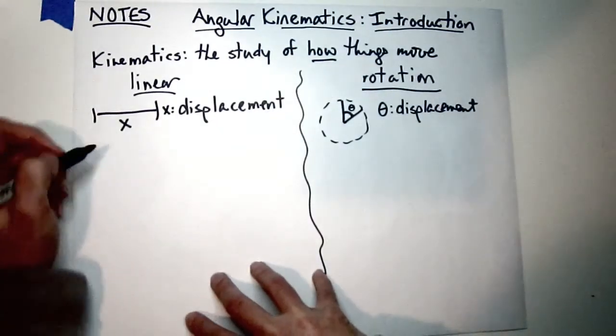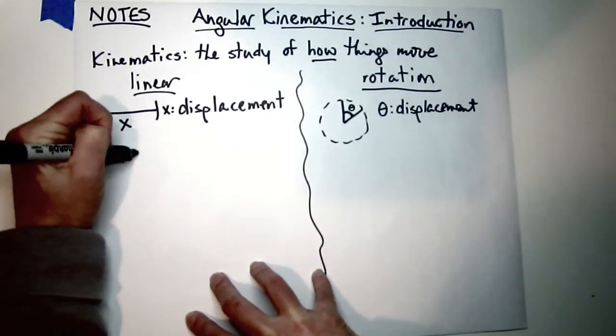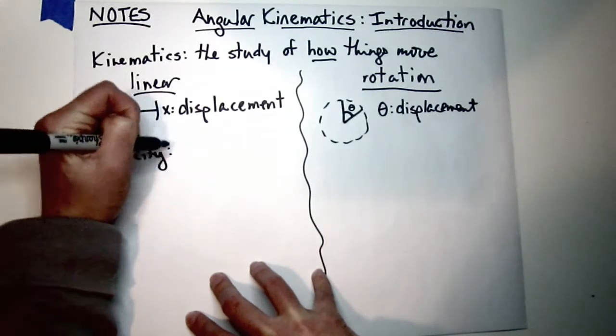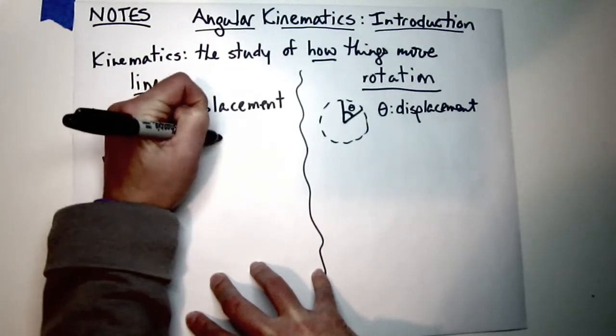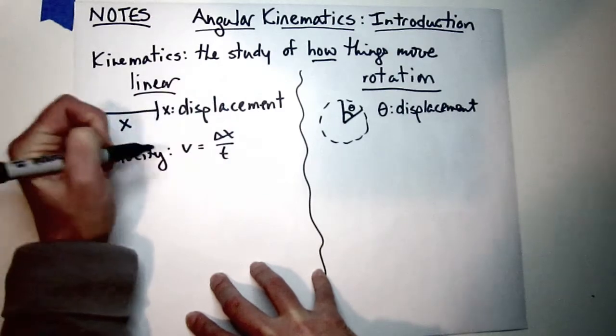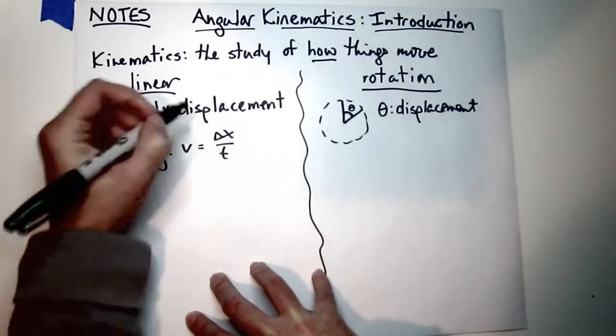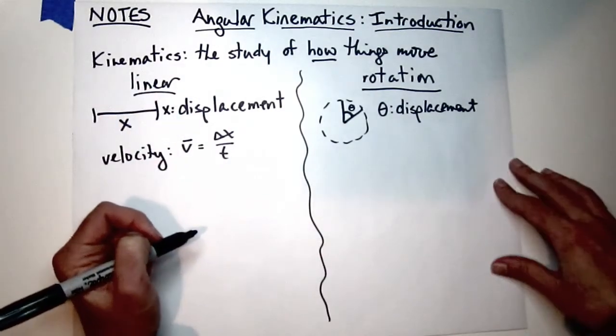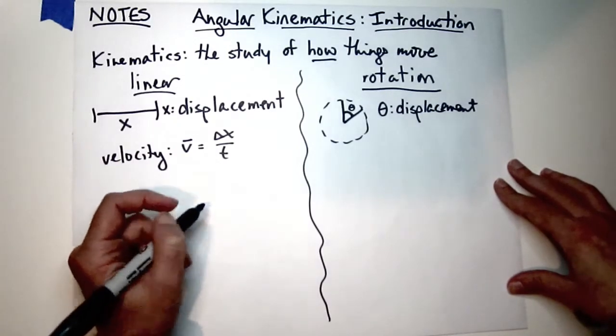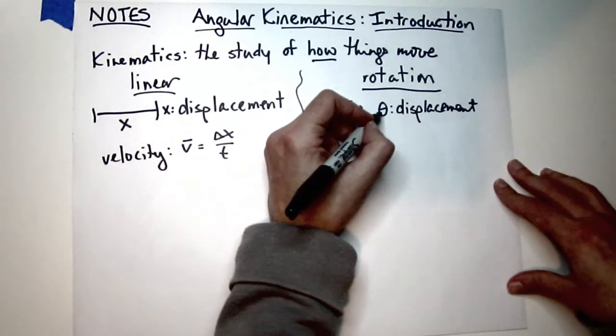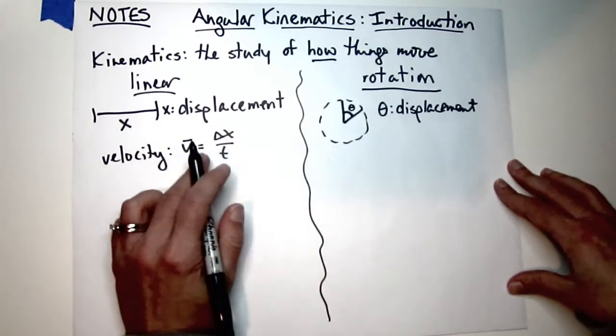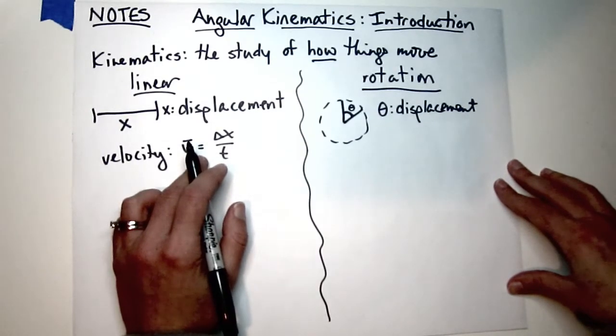For velocity, we know linear velocity is change in position over time. That's the average linear velocity. For rotation, again, we can talk about change in position over time. Now, when you talk about rotation, we use theta now instead of x.